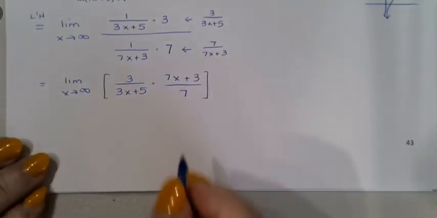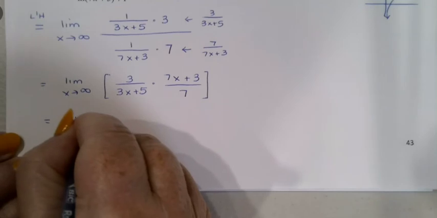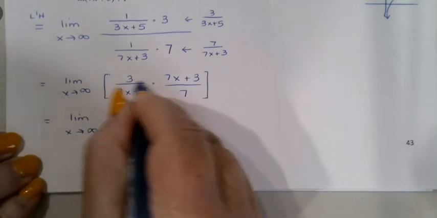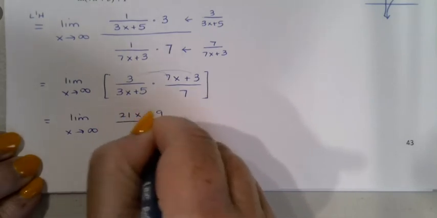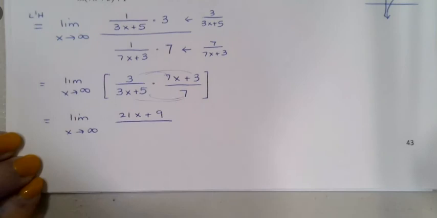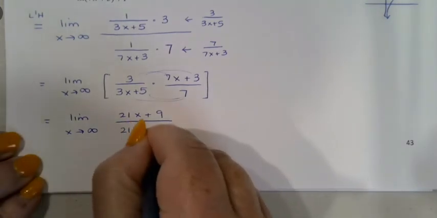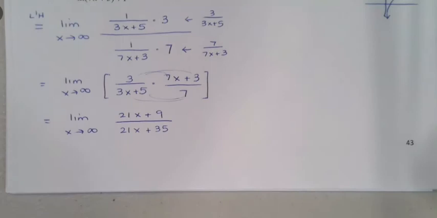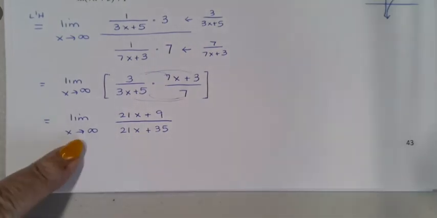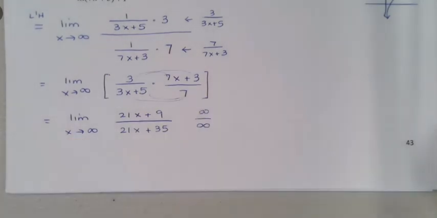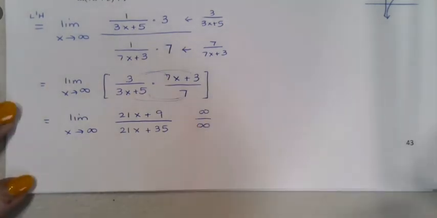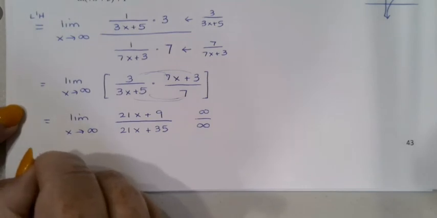All right, let me multiply that out and see what we got. Top, if I distribute the 3, is going to give me 21x plus 9. And same thing on the bottom, I'm going to distribute the 7, 21x plus 35. All right, well, I still want x to go to infinity, so I still have infinity over infinity, but definitely a simpler function to work with, no more logs involved. Infinite over infinite, I'm allowed to use L'Hopital's rule.